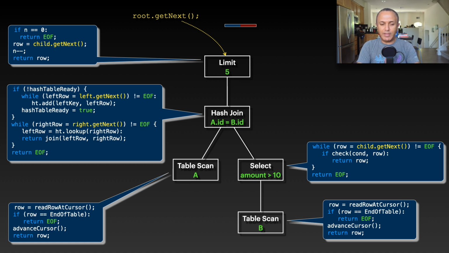Note that for the limit, once we've done this 5 times, the next time we call it, it will realize that we have reached the limit and it will stop the execution because it will return end of file. So we will not need to scan everything from table B. This is in comparison to what we did in the materialization model. Here we only do the necessary work to return the result that we have in the query. Once we've returned, in this case, 5 rows, we're not going to read the rest of table B or do the rest of the join or any of the other operations.